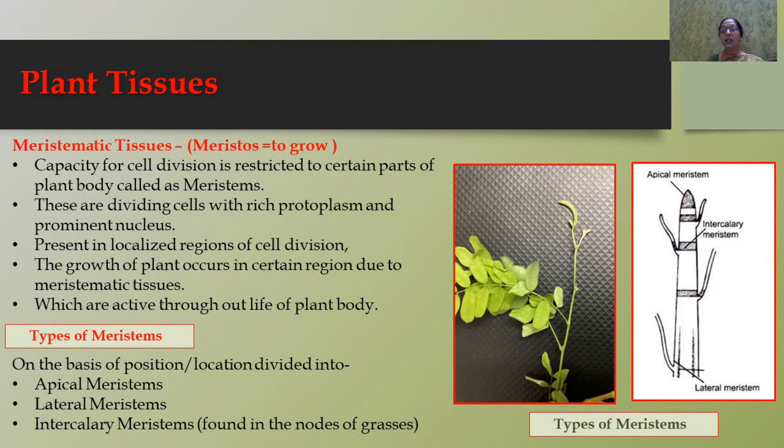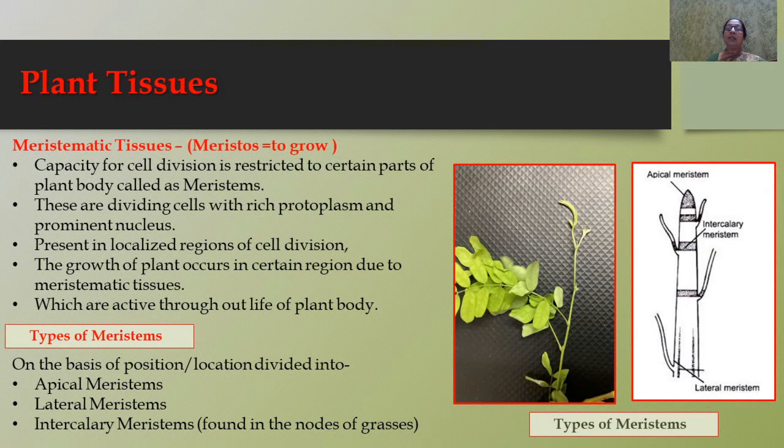In the figure, we have seen the different types of meristems. The meristematic tissues are generally the tissues which are dividing, as we have discussed earlier. The word originates from meristos, and meristos means to grow. So the basic function of the meristem is growth. They are responsible for the process of growth in the plant body.